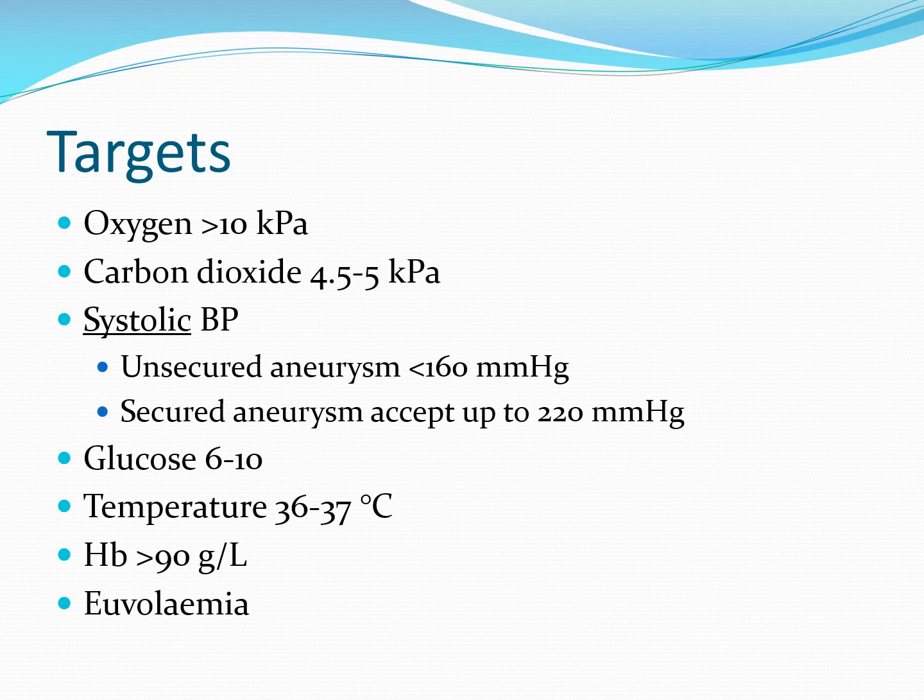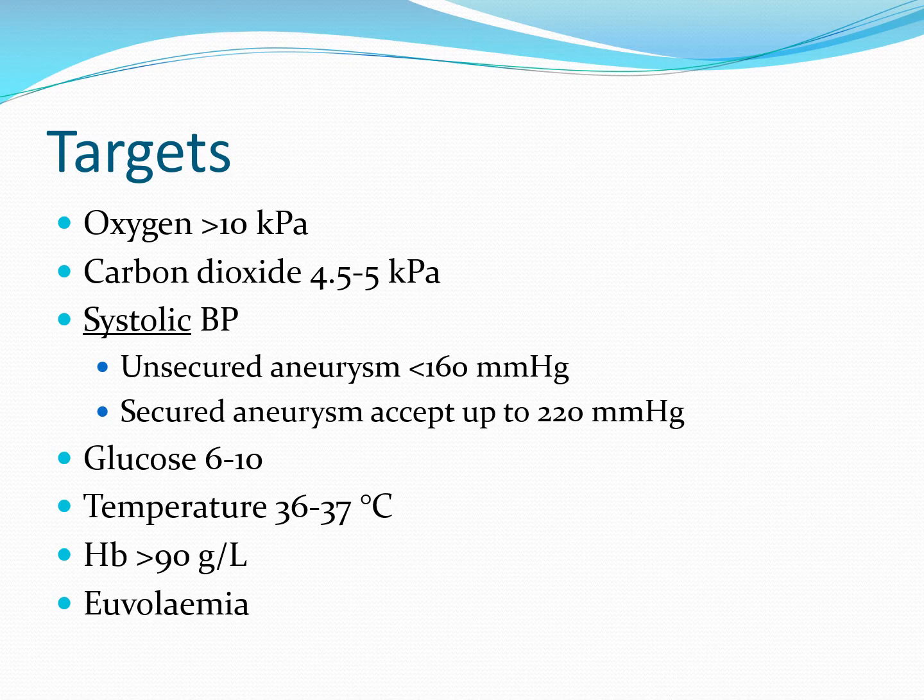Blood pressure targeting with subarachnoid hemorrhage is slightly different. We look at systolic blood pressure, where I work, rather than a mean arterial pressure. In an unsecured aneurysm, that's one that has not been intervened upon by the surgeons or the radiologists, we would typically keep blood pressure less than 160 millimeters of mercury. That's systolic blood pressure, not mean. When the aneurysm has been secured, we would accept much higher blood pressures, and in fact we may use therapeutic hypertension as a means of preventing some of the later complications of subarachnoid hemorrhage. We'll come on to that in a moment.